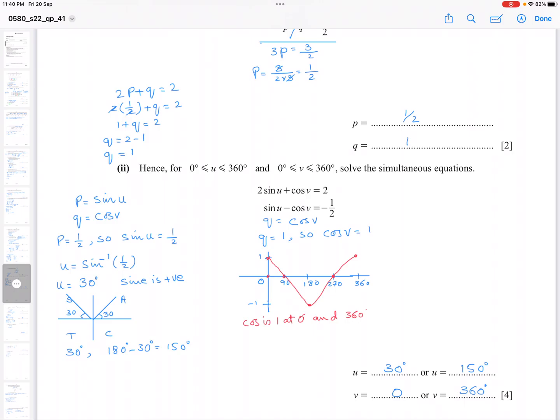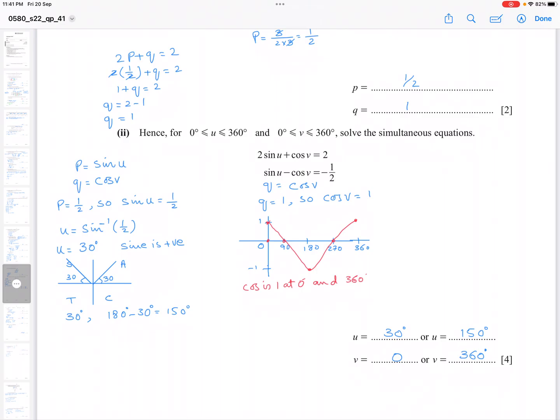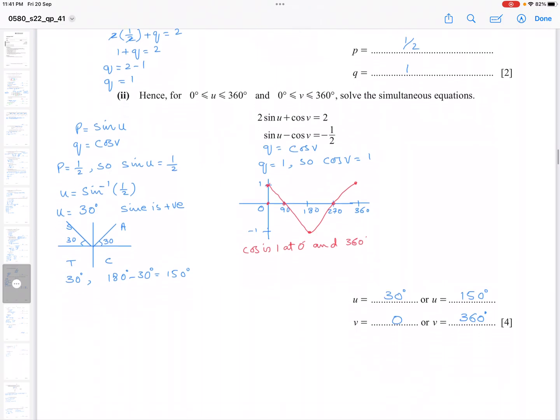So q is equal to 1, so cos of v is equal to 1. Here we have to make the sketch of cos of theta. So 0, 90, 180, 270, 360. At 0 cos is 1, at 90 cos is 0, at 180 cos is negative 1, at 270 cos is 0, and at 360 cos is 1. So we have to see where cos of v is equal to 1. At two places cos of v equals 1, at 0 and at 360. So pick these two values. So v is equal to 0 or v is equal to 360.